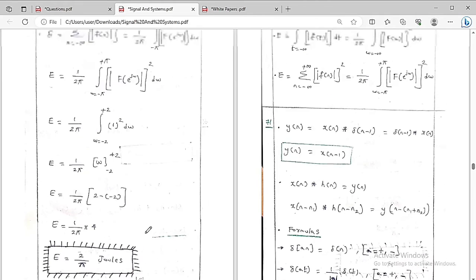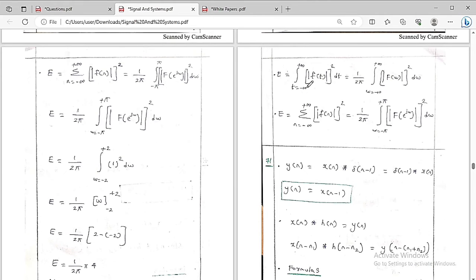So let me give you the formulas of the expression of the energy in the continuous time case as well as the discrete time case. E equals integration of t equals minus infinity to plus infinity of mod of f of t whole square dt, equals 1 by 2 pi integration of omega equals minus infinity to plus infinity of mod of f of omega whole square d omega. But the expression of the energy in the discrete time case is E equals sigma n equals minus infinity to plus infinity of mod of f of n whole square, equals 1 by 2 pi integration of omega equals minus pi to plus pi of mod of f of e to the power of j omega whole square into d omega.